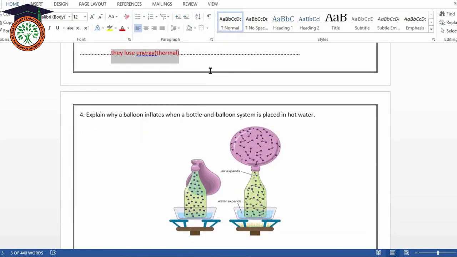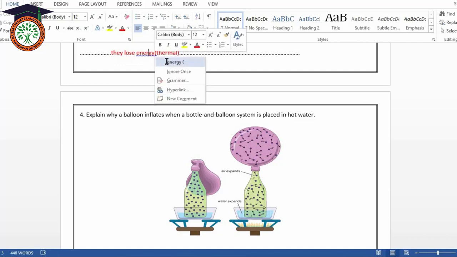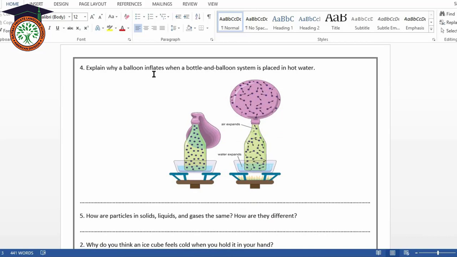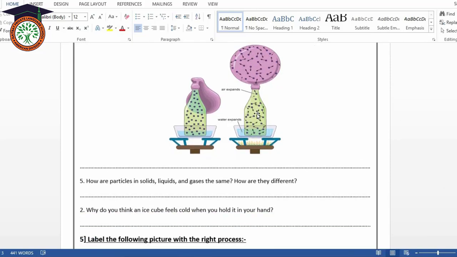Okay, here let's see question 4. It says, explain why a balloon inflates when a bottle and balloon system is placed in hot water. So why, when we put this balloon over the bottle and sink it in hot water, do you find that it inflates? Why do you think so?